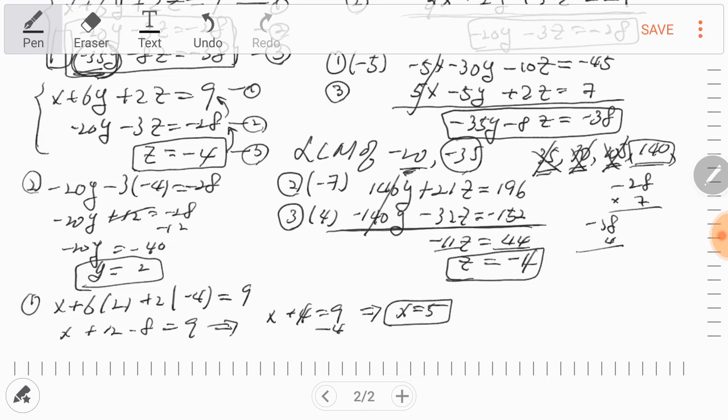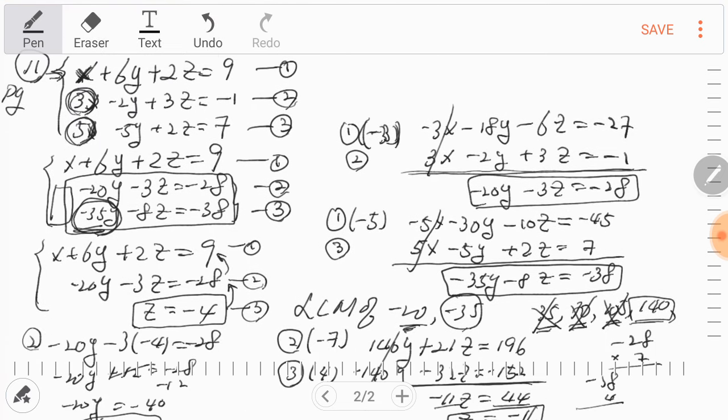So we found the y value and the x value. The solution to this system of equations is x is 5, y is 2, z equals negative 4. This ordered triple is the solution. Let's review how we got this solution.